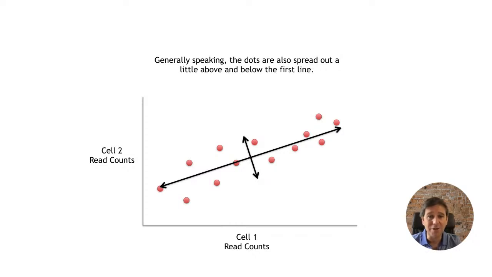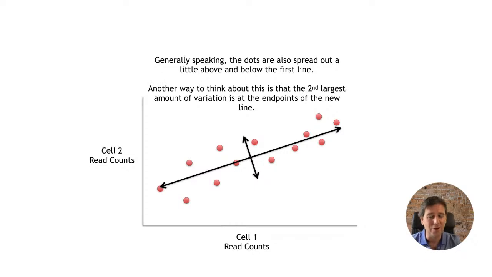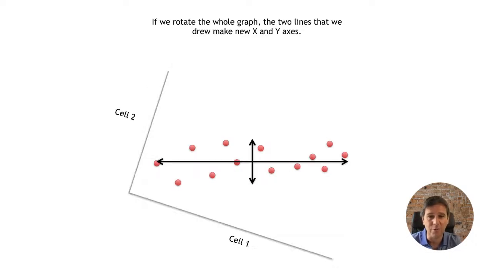And there's also some spread above and below, right, that we could capture with another vector, another axis here, what we'll call PC2 in a moment, for example. Another way to think of this is that the second largest amount of variation in this data set is captured and is signified by the ends of this arrow, the second arrow that we've drawn.